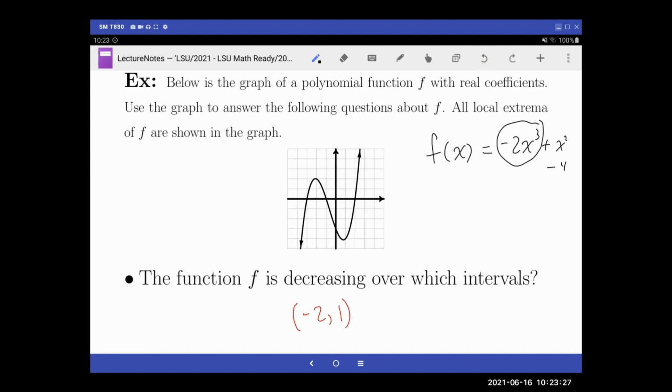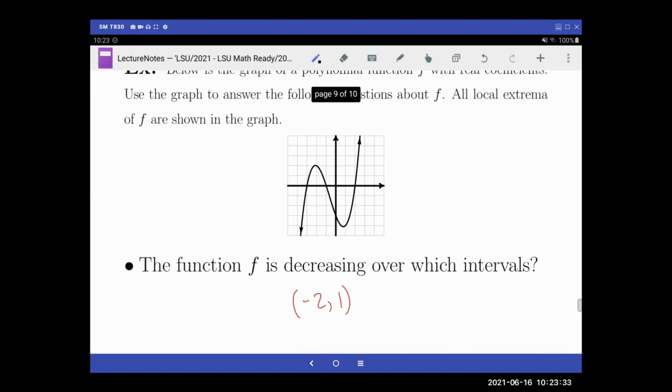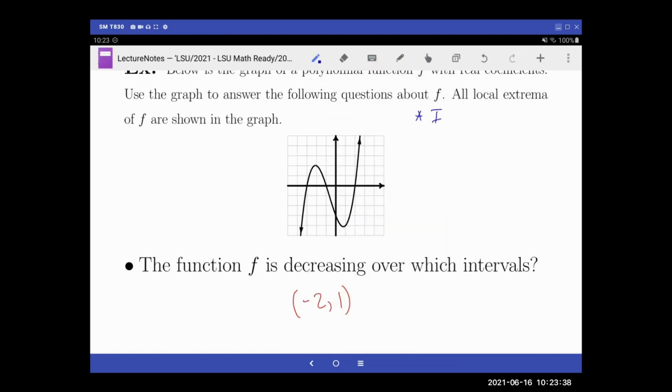All right, so what can I deduce from that? Well, first of all, if the leading coefficient is positive, then the graph goes up to the right.